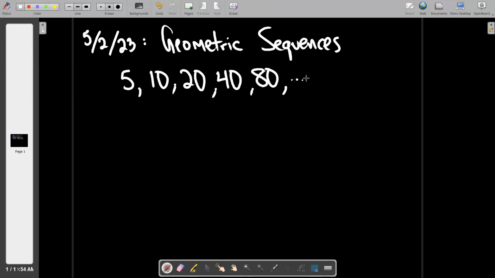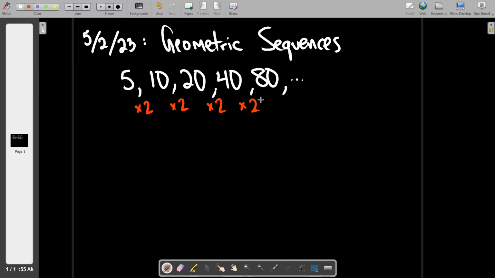You can clearly see that this isn't arithmetic because if we tried to do plus, it would go plus 5, plus 10, plus 20, plus 40. But you can see that it's times 2. So since we're multiplying by 2 and then by 2 and then by 2, a consistent pattern of multiplication by the exact same number tells us that this is a geometric sequence.